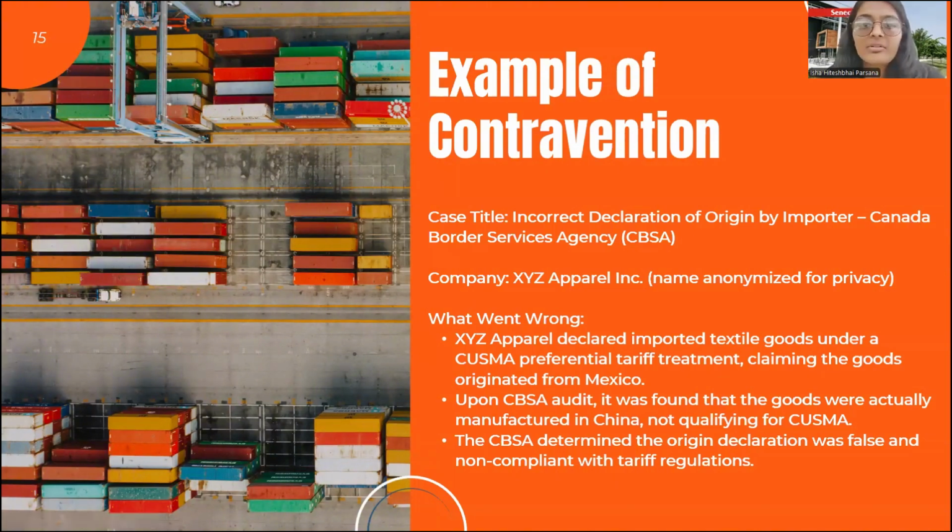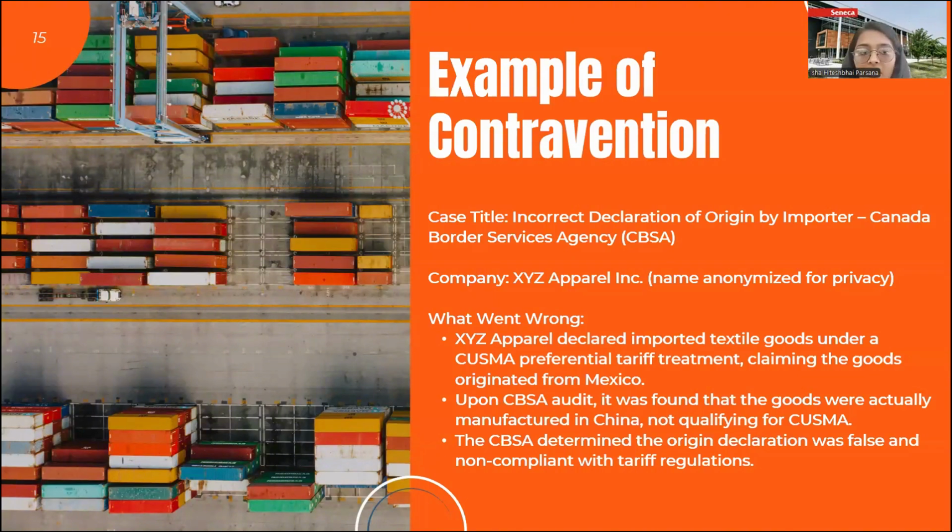So let's discuss an example of contraventions. Over here, the case title is Incorrect Declaration of Origin by Importer, Canada Border Services Agency, CBSA. The company name is XYZ Apparel Inc. It's a hypothetical example.